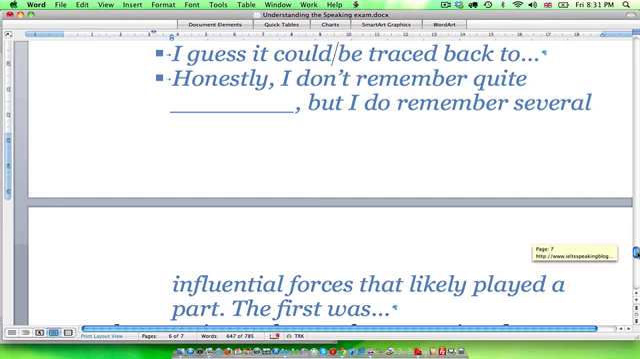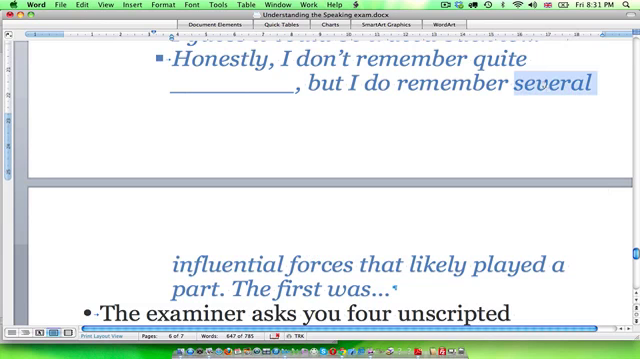But I do remember several influential forces that likely played a part. The first was... I like the word several because it's a good way to set up a response that's going to have parts to it. Sometimes, like we were talking before about things that we enjoy about our job, we can specifically say there are two things I particularly like about my job. Sometimes we're not entirely sure how many points we're going to be sharing. So a word like several helps to set up a logical response nicely. And then we can talk about the first.